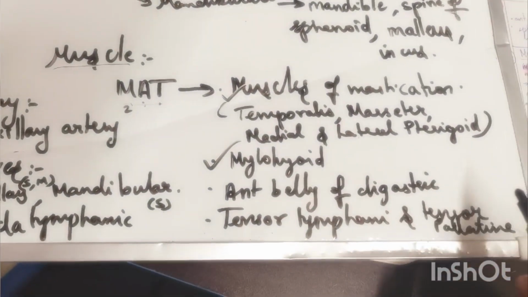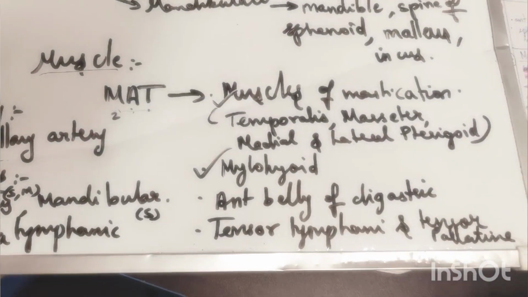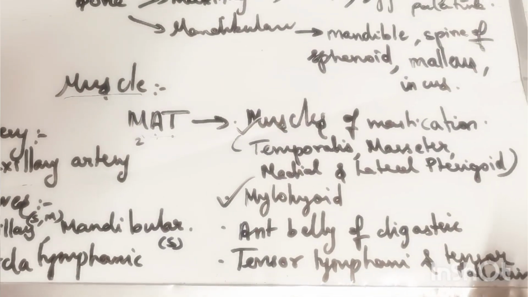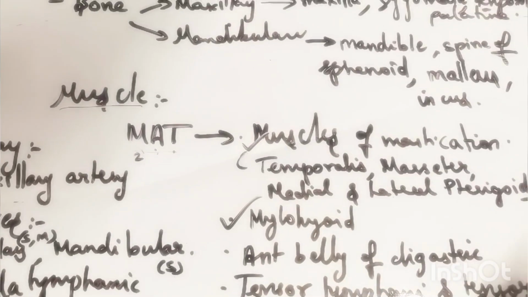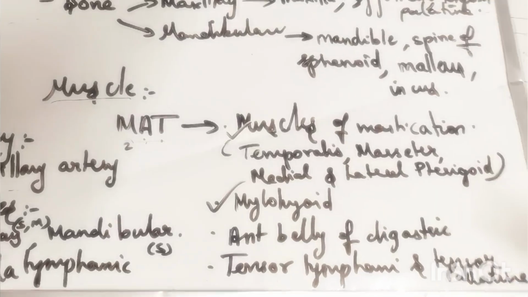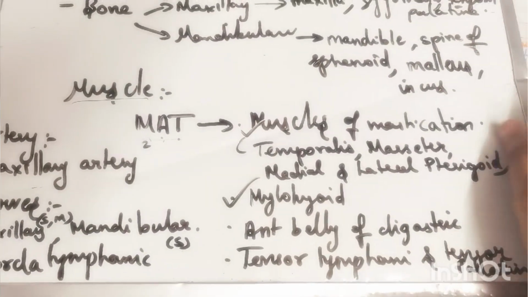And the next one, for A, we have the anterior belly of digastric muscle, and for T we have two T's again: tensor tympani and tensor palatini. So what are the muscles that are derived from the first pharyngeal arch? We remember the mnemonic MAT. Muscles of mastication, mylohyoid, anterior belly of digastric, and T is tensor tympani and tensor palatini muscles.